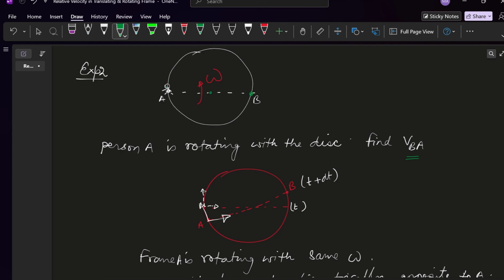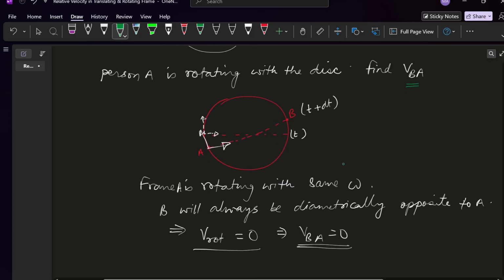Right? Let's say you are standing here and your friend is standing here. Both are on the edge of the disk, diametrically opposite. So you will see continuously that B will be diametrically opposite to you all the time. So here I can say V rotating will be 0. All the time it is going to be 0, right?